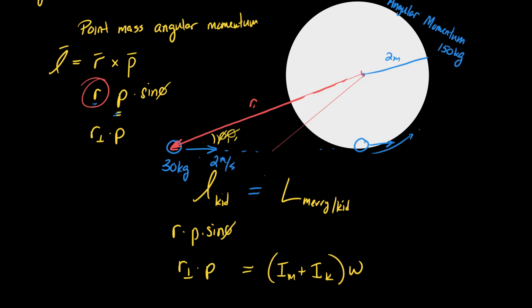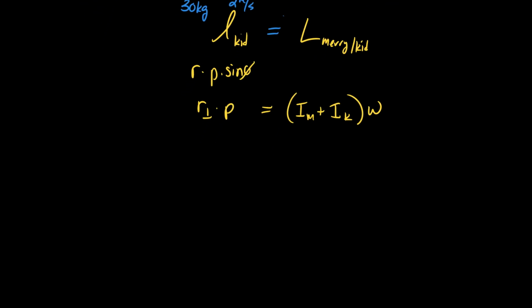When I say r perpendicular, we are talking about where the kid jumps on the merry-go-round. For this problem, that's the kid jumping right on at the edge. That's assuming he jumps on at the edge. If he jumped on somewhere else, this would be different. But if he jumps on at the edge, that's 2 meters away from the axis of rotation. Agreed? So I'm going to have 2 times the kid's momentum, which is 30, times its speed, 2 meters per second. This is meters, kilograms, and meters per second.